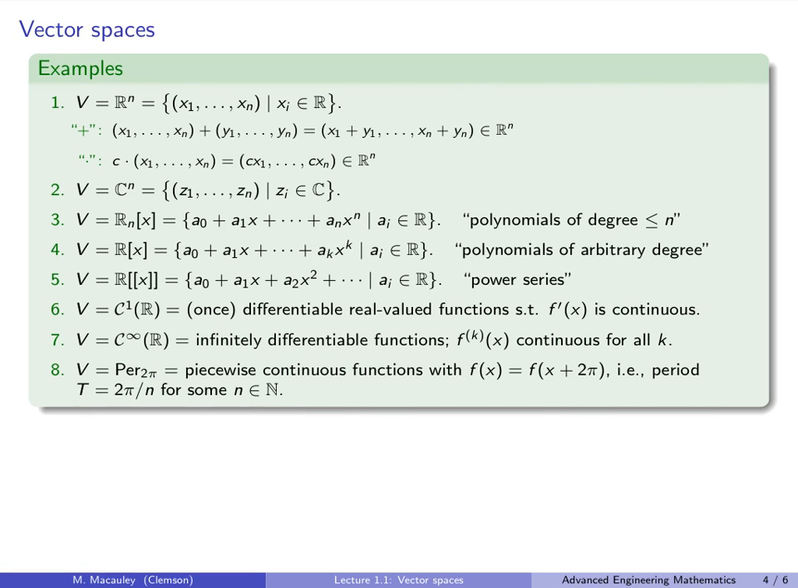Finally, our last example is the space of piecewise continuous 2 pi periodic functions, and that just means that f of x equals f of x plus 2 pi. So that doesn't mean that the period is equal to 2 pi. It means that if the function is non-zero, then the period is 2 pi over n. So the period divides 2 pi. For example, what's an example of this function? Sine of x. That's easy. What's another example? How about sine of 2x?